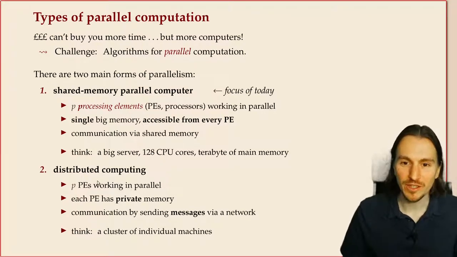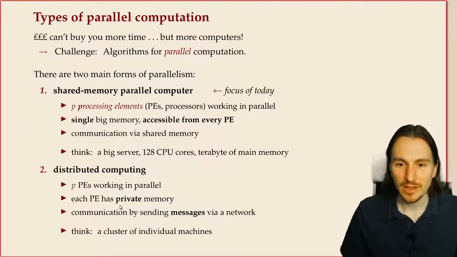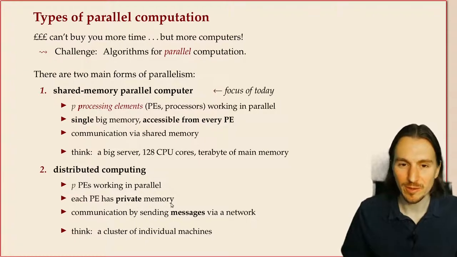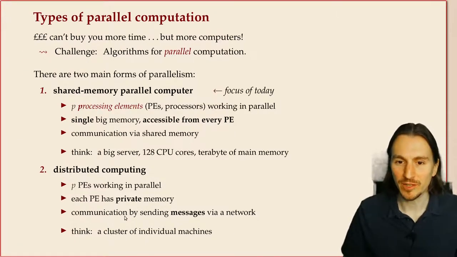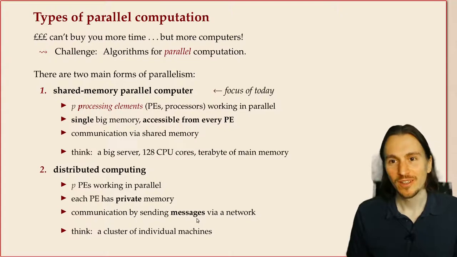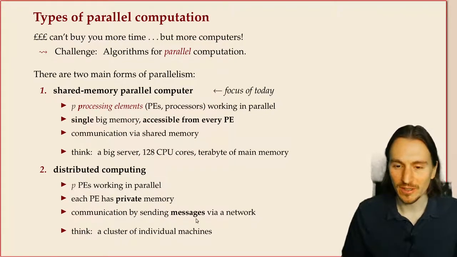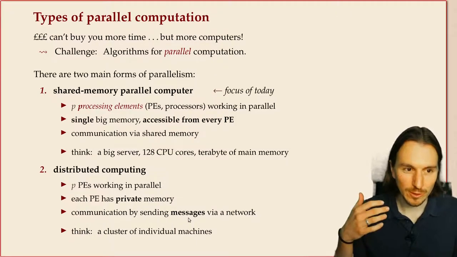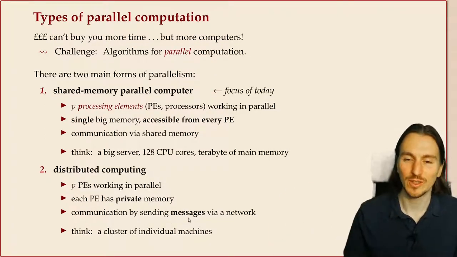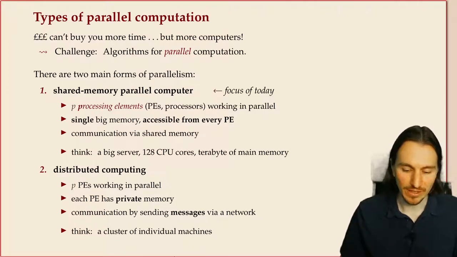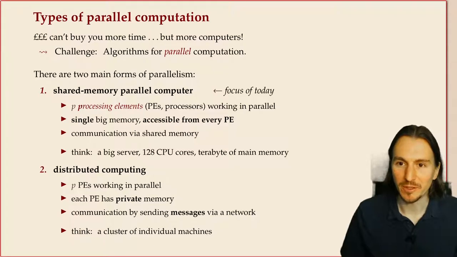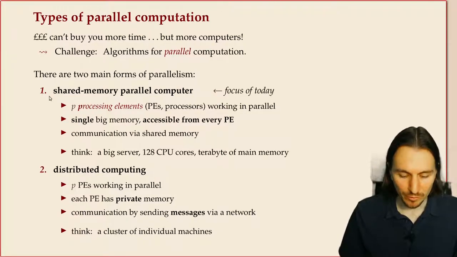Just briefly, distributed computing is similar in that there are also P processing elements that work independently and in parallel, but they have private memory. They can work on their private memory, but communication between processing elements is only via a defined interface. It can be over the network, over the internet, or a more specialized, faster network within a high-performance computer. This is up to applications, but you usually send explicit messages from processing element A to processing element B. So this is more like a cluster of individual computers connected by a network. Again, we'll focus on shared memory.